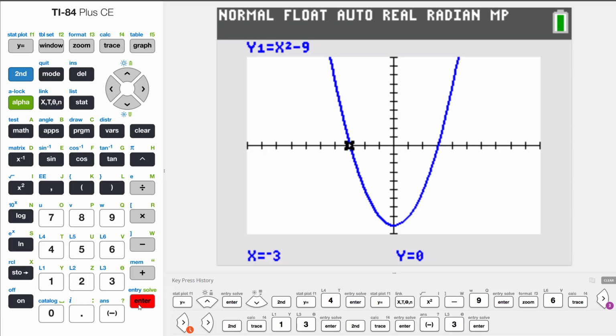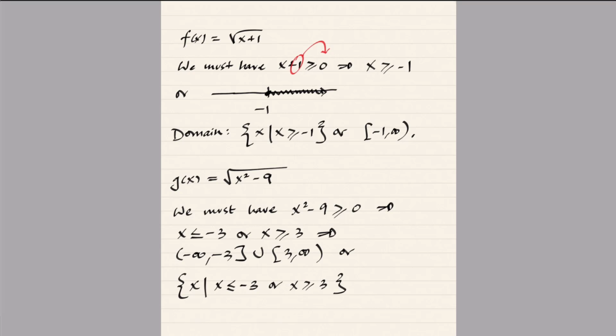In other words, you can see that the graph of this particular function goes above the x-axis when x is to the left of negative 3 or to the right of positive 3. That's where the function is going to be well defined, and that's what we want to put down. So as you can see, saying that x squared minus 9 is greater than or equal to 0 is the same as saying that we need to have x less than or equal to negative 3 or greater than or equal to 3. We can say that domain a couple of ways. We can use interval notation, as you see, or we can use set builder notation. Either one is fine.